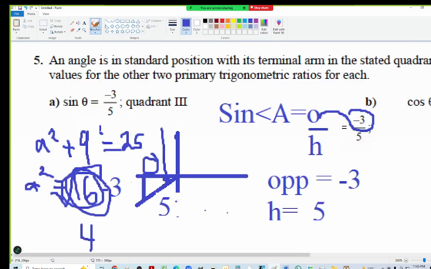Oh, yeah, okay. Now we're in this quadrant though. Remember we're in this quadrant. Is x positive or negative? X is negative. Yeah, it's negative. And this 3 is negative as well.